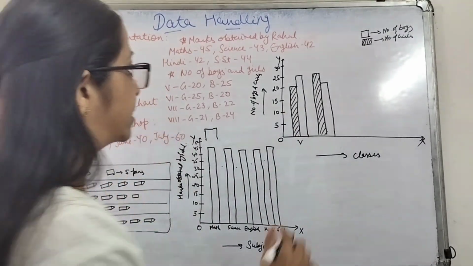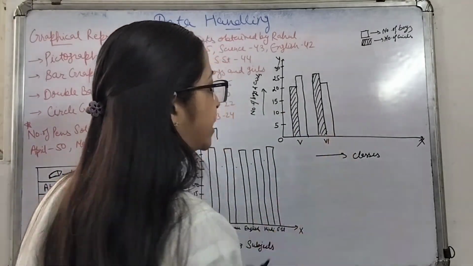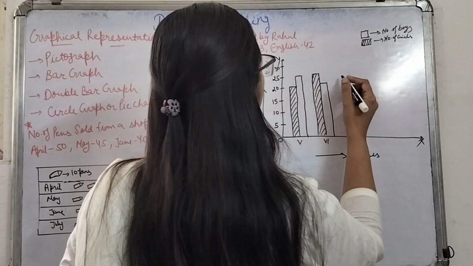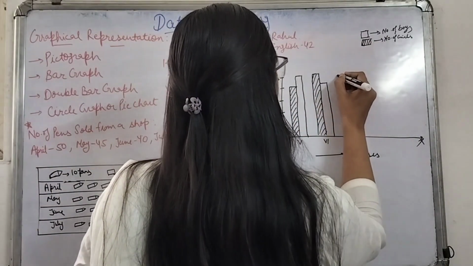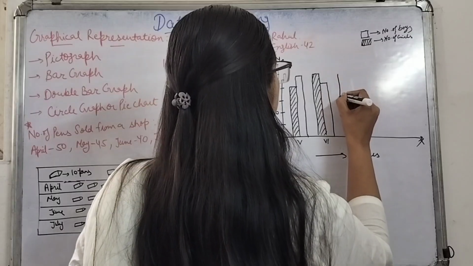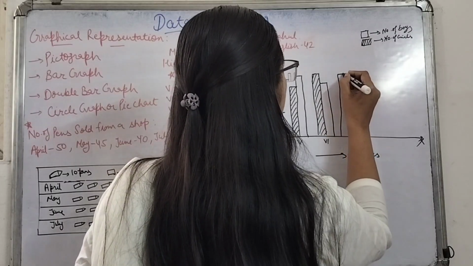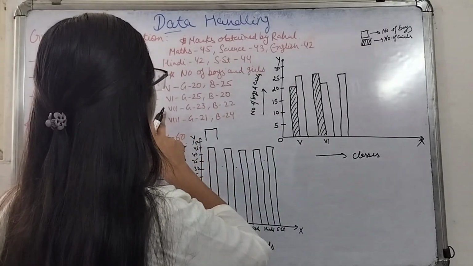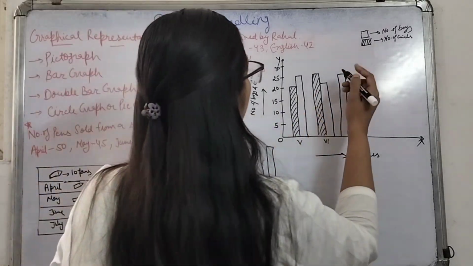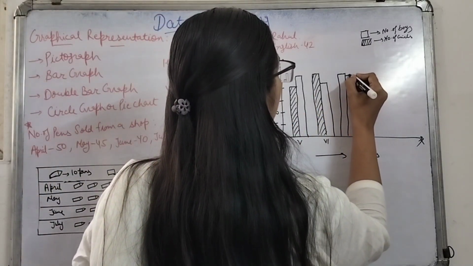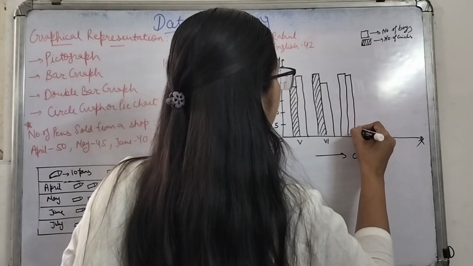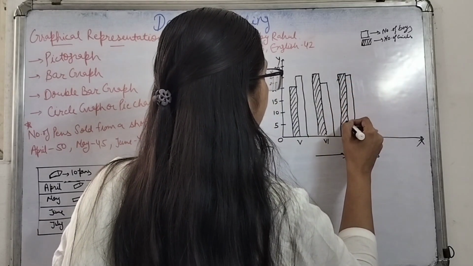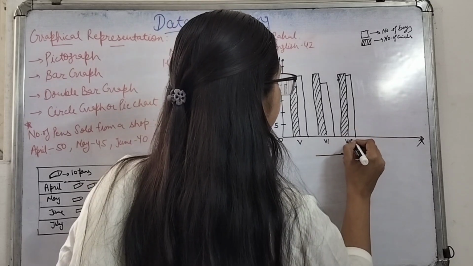Now this is your 6th class, so we will be writing over here 6th class. Now for the 7th class, number of girls is 23. It is somewhere here. We will be using a ruler. Precisely we will be making all the things. And number of boys is 22. So this is showing number of girls. It is showing number of boys. It is for your 7th class.